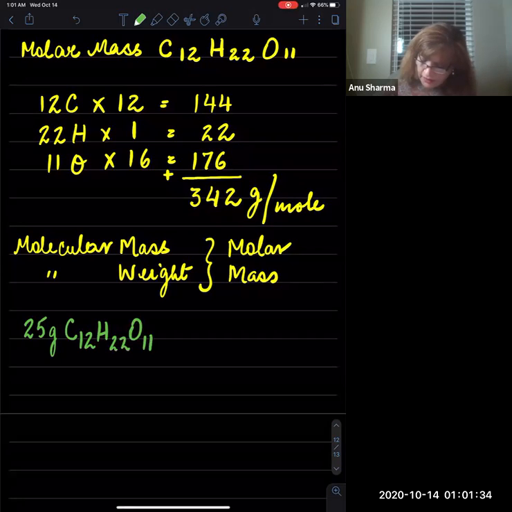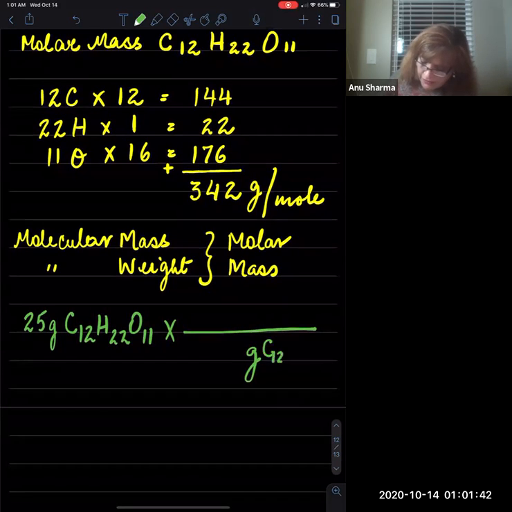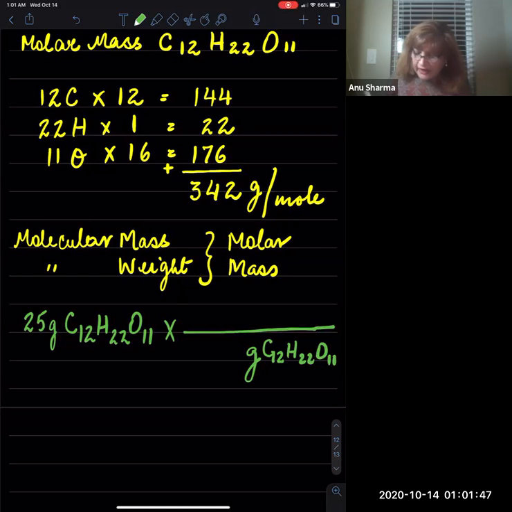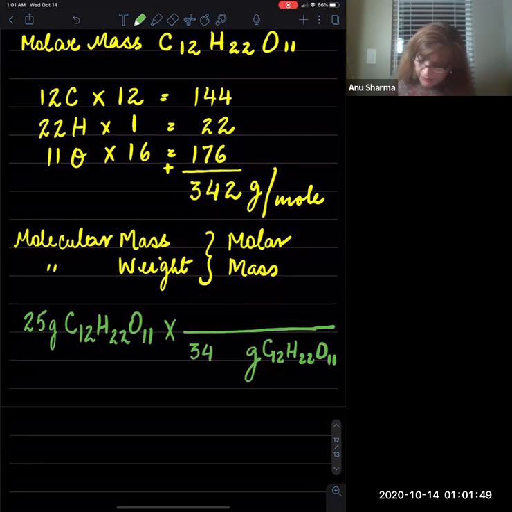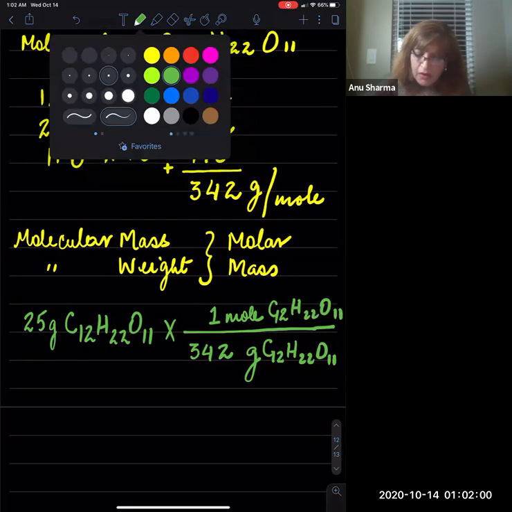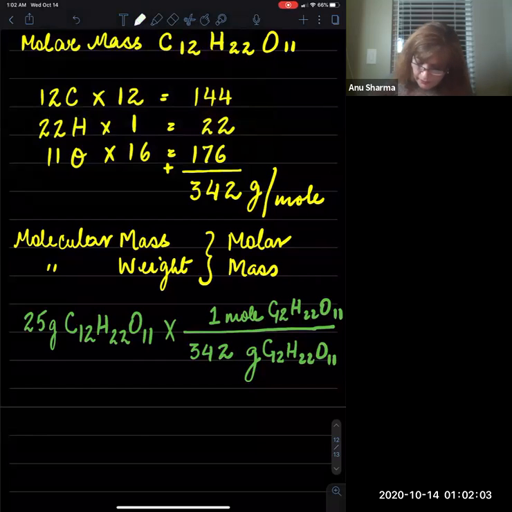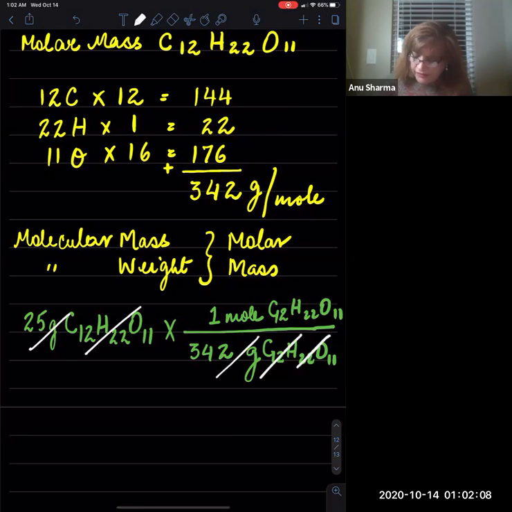C12H22O11 times, we need to get rid of the grams. So write down the grams of C12H22O11. Okay, and that is 342 grams, and that is present in 1 mole of C12H22O11. And now we will see that the grams of sucrose and the grams of sucrose cancel out. Okay, and we are only left with the moles.